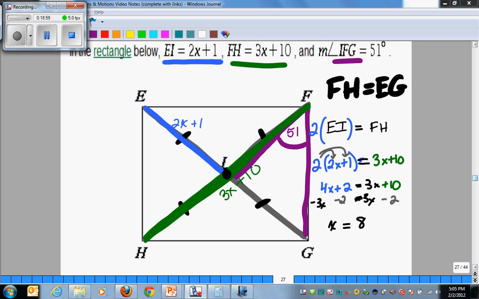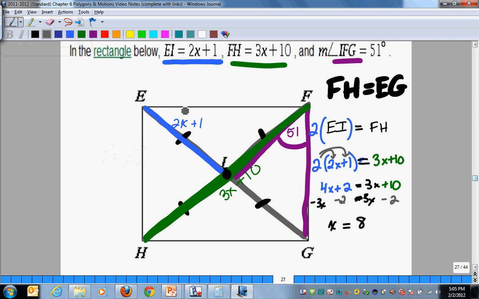We solve for x here and we get x equals 8. Now let's plug it in and see what happens. If we have x equals 8, up here we're going to have 2 times 8 plus 1, that's going to be 17. That means EI equals 17.